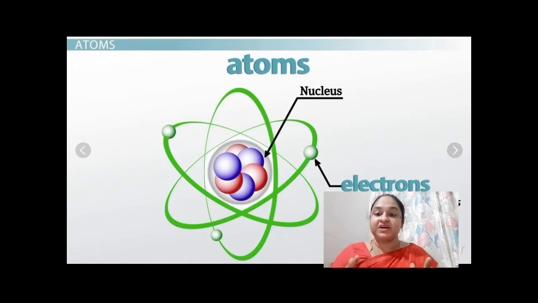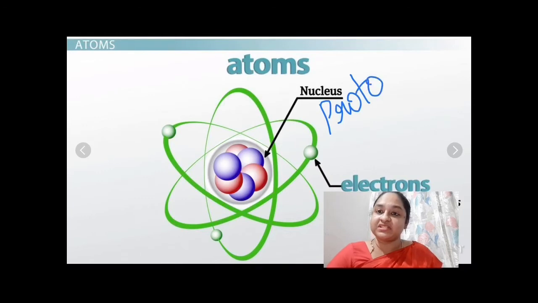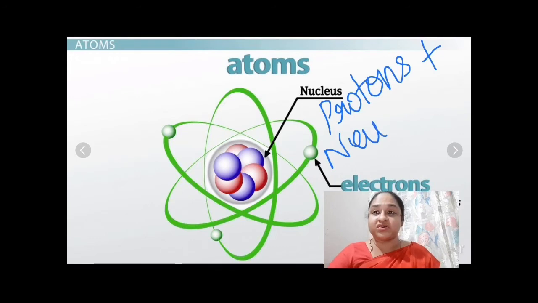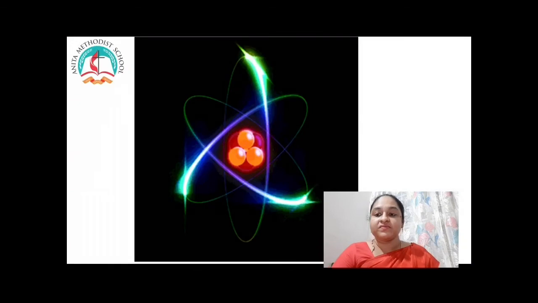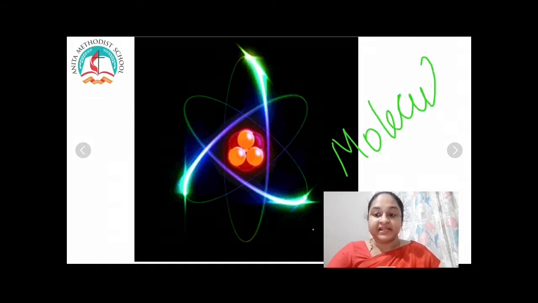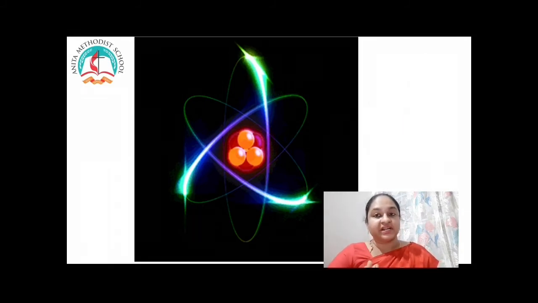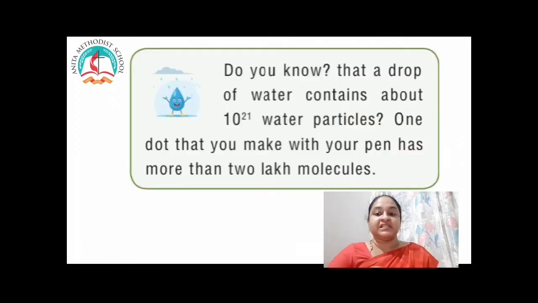Children, the universe is made up of atoms which contain protons. Protons are the positively charged particles, and then neutrons. Neutrons have no charge at all. And electrons are negatively charged particles. So, what are molecules? Molecules are formed when two or more atoms bond together. And if molecules contain atoms of different elements, that substance will be known as a compound.